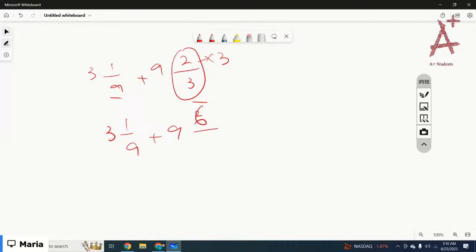3 times 2 is 6 and 3 times 3 is 9. You can see they now have like denominators, right? Just add their whole numbers. 9 and 3 is 12. You can now add their numerators. 1 plus 6. So it would be 12 whole 1 plus 6 is 7 over 9. It would be 12 whole 7 over 9.